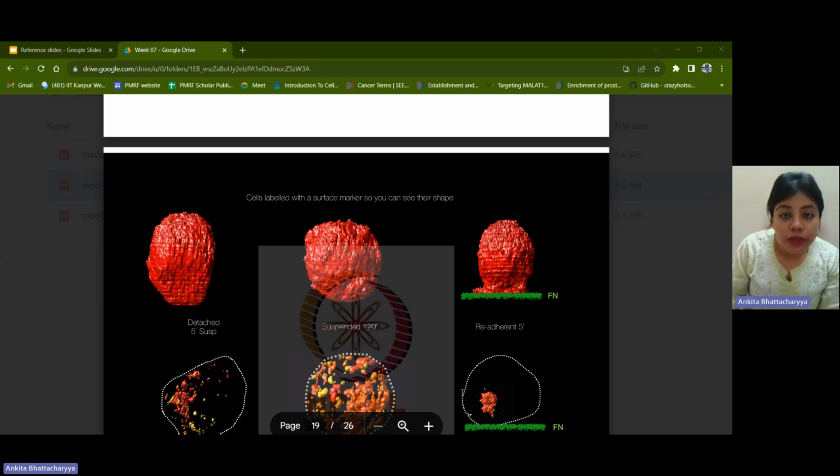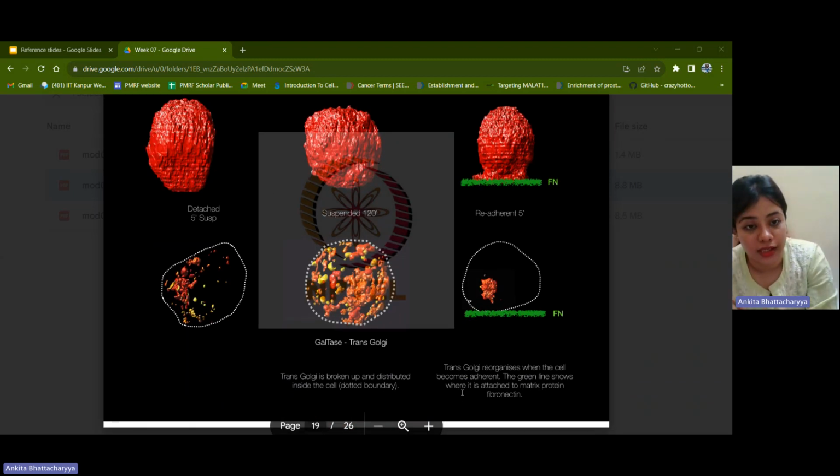But when you trypsinize them, which is that you detach them from their attached state, they immediately take up a spherical conformation. And that is what this also looks like. When it is detached, it takes up a spherical structure in 3 dimensions, and then it can re-adhere to the surface. Then it will take up that distinct morphology again.